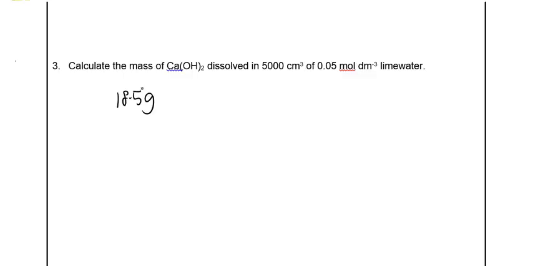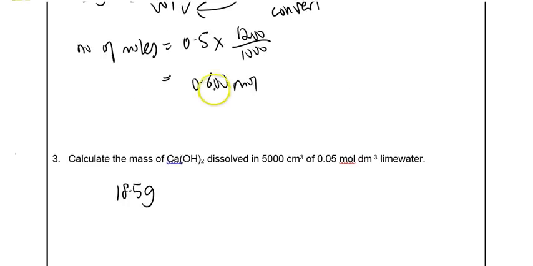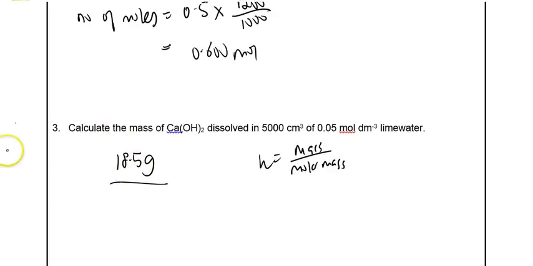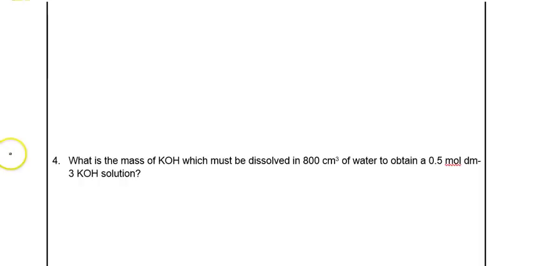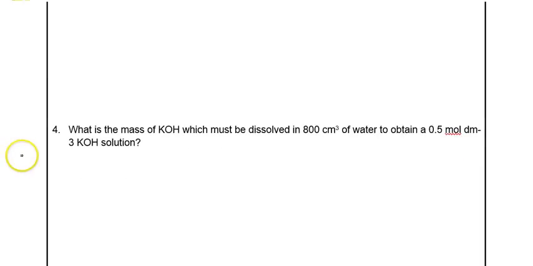If you do likewise for question 3, you will get 18.5 grams. So how do we get the mass value out? Over here with the moles value. So once you have the mole, number of moles equals to mass over molar mass. You simply convert the moles into mass by multiplying by molar mass. You should get 18.5 grams. And question number 4, if you do likewise, you will actually get 22.4 grams of potassium hydroxide, KOH.